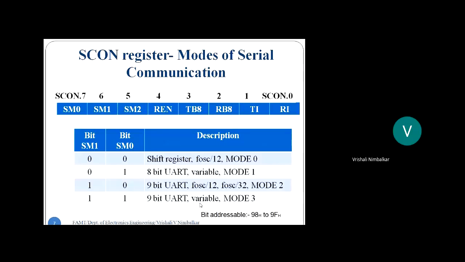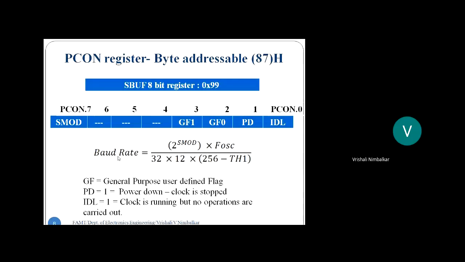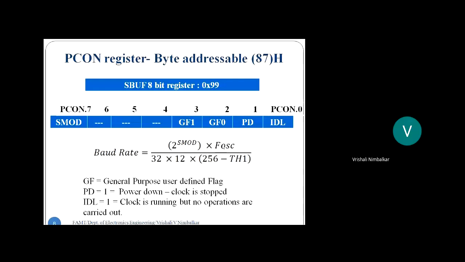And then we ended up looking into the formula for baud rate. Baud rate is defined as how many bits are sent in a second. For example, if we have a 9600 baud rate, it means 9600 bits are sent in 1 second. If you look into the baud rate formula, baud rate is equal to 2 raised to SMOD into oscillator frequency divided by 32 into 12 into 256 minus TH1.